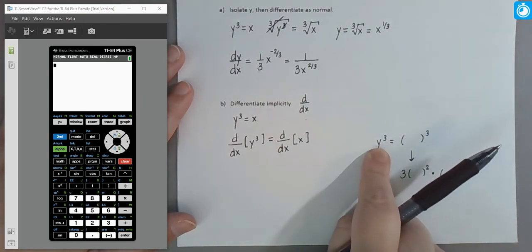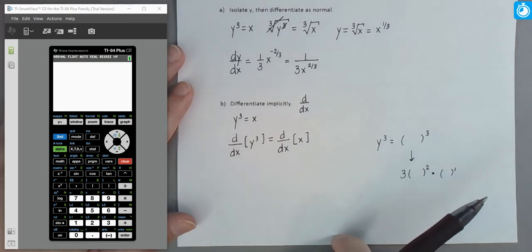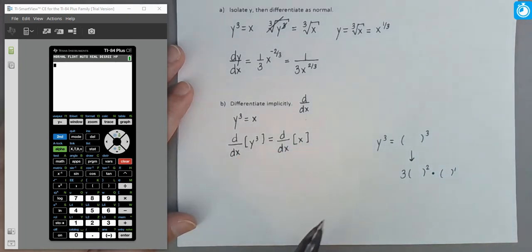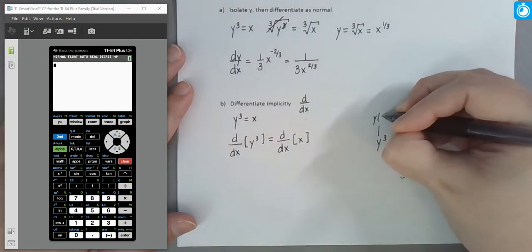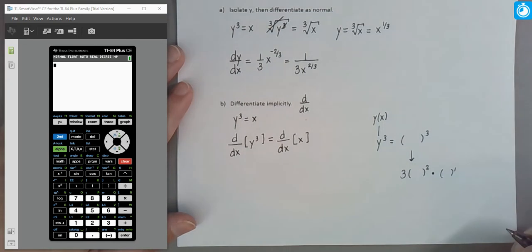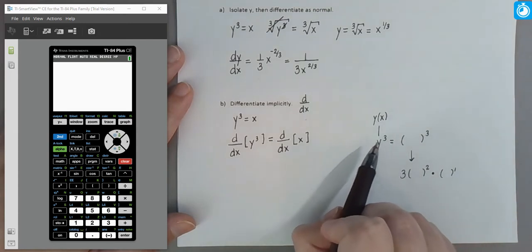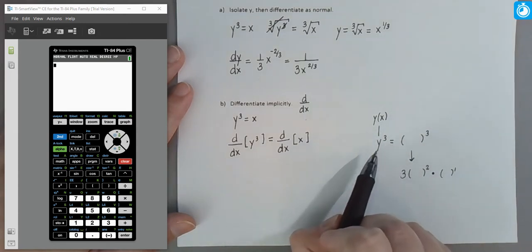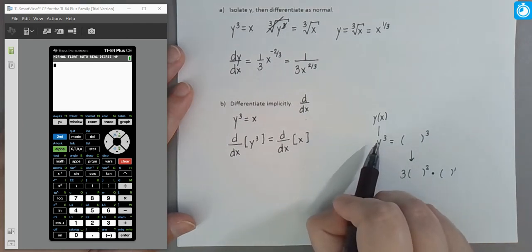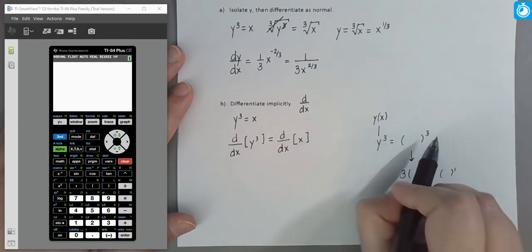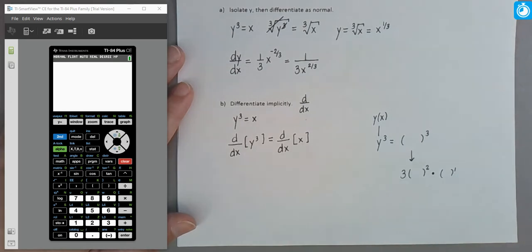Y is not just a variable. Y is actually a function of that variable of differentiation, x, and we have to keep that in mind. We could also think of y like this. Y is a function of x. We're differentiating with respect to x, but we have to take into account that we don't have an x apparent right here. We have y, which is a function inside of that function that cubes.